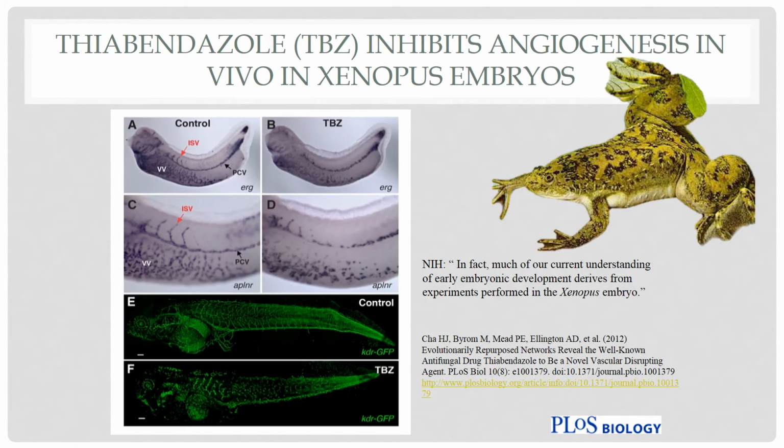This is the article we talked about, the one I wanted you to review. The research was carried out using thiabendazole, or TBZ, which is a quite common antifungal drug, but it has been shown that TBZ would inhibit angiogenesis in vivo in Xenopus embryos.